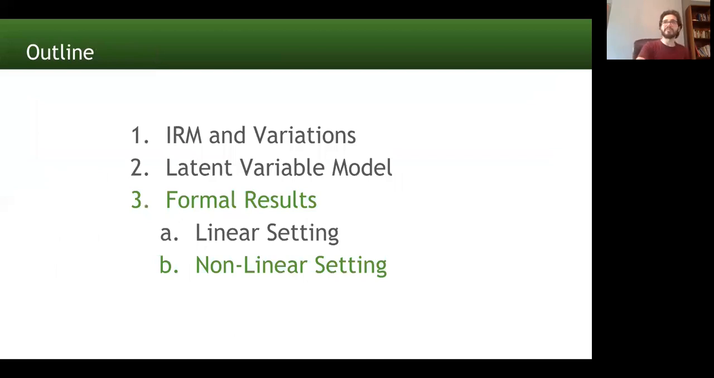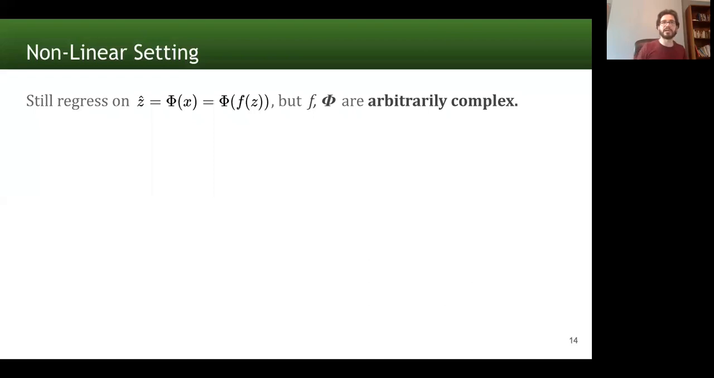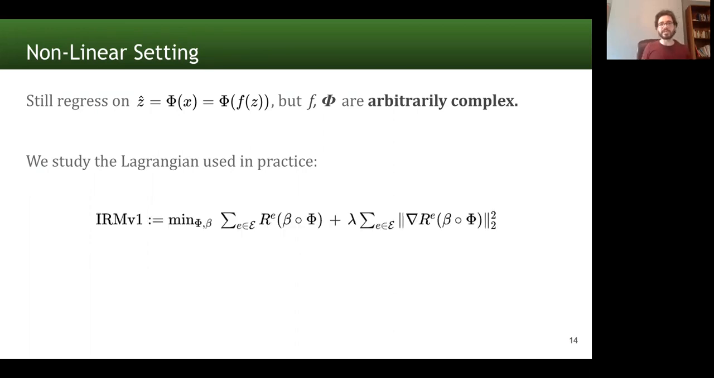I don't have enough time to go into the proof sketch, so I'll just present the result itself. Just as setup, recall that we are regressing on these learned features Z hat, but this time f and phi are arbitrarily complex. In particular, they're nonlinear. In practice, phi would be implemented as a deep neural network, extracting these features for classification. As we foreshadowed earlier, it's really difficult to actually solve this constraint. So instead we study the Lagrangian, which is also introduced in the IRM paper, known as IRM v1.